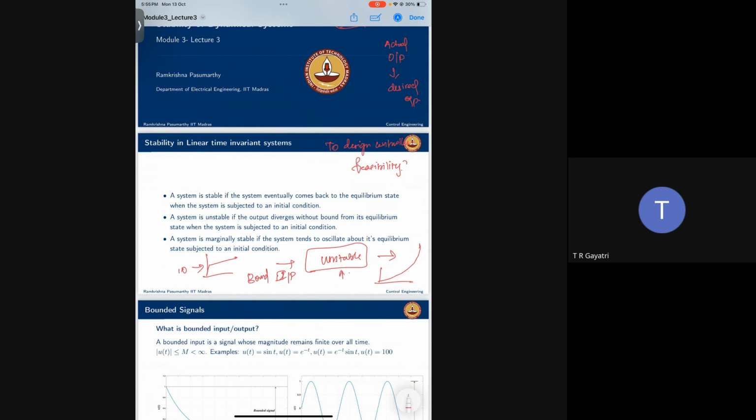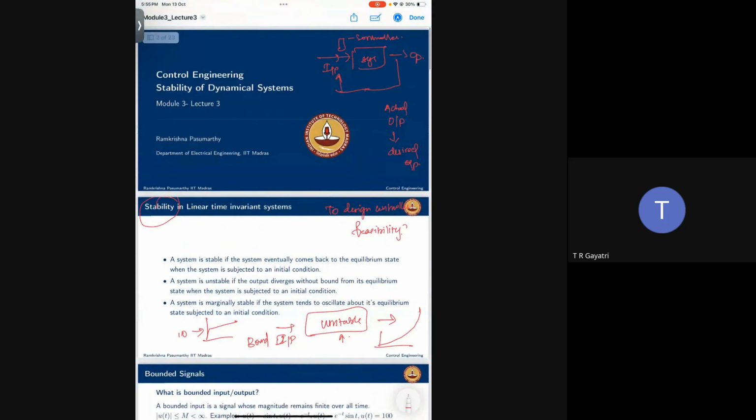This nature of the system is what we want to find first in order to design a controller. That's how stability comes into the picture. First we are interested in the stability of the system. Only if the system is stable will we be able to generate reasonable commands to make the system work according to our needs, right? So that is the point behind finding the stability.